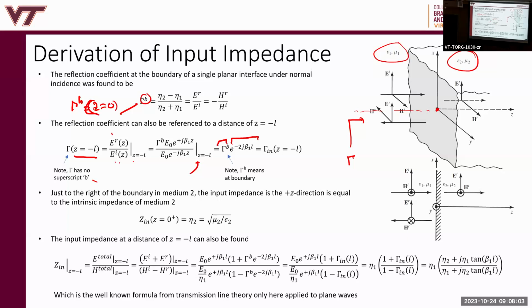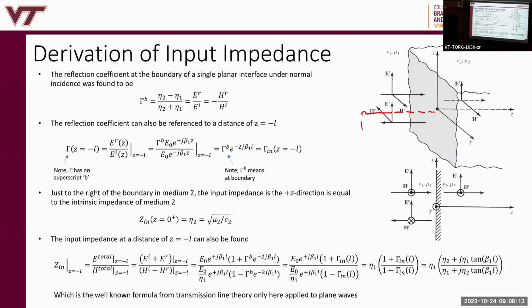All right. So what we see here is that by translating the reflection coefficient to some distance at z equals to minus L, we introduce this phase term here, which accounts for shifting the reference plane of where we define the ratio of the field amplitudes from z equal to 0 to z equal to minus L. Yeah? Okay. We call that the gamma in at z equals to minus L.